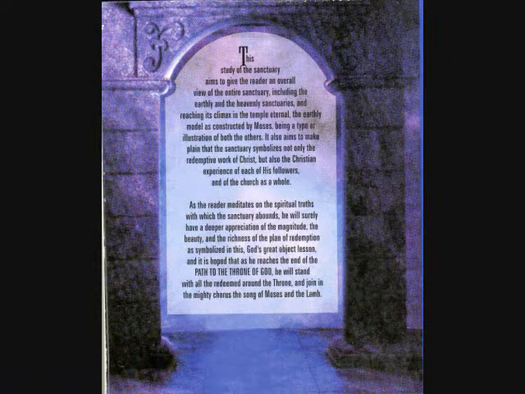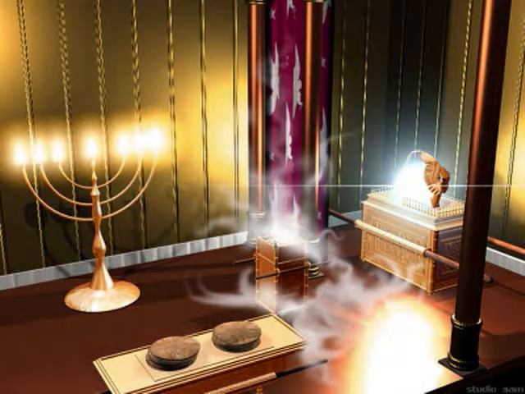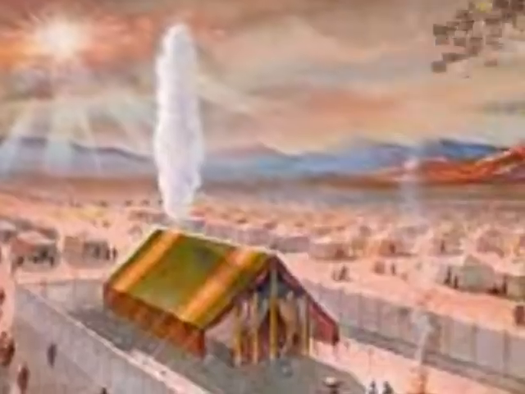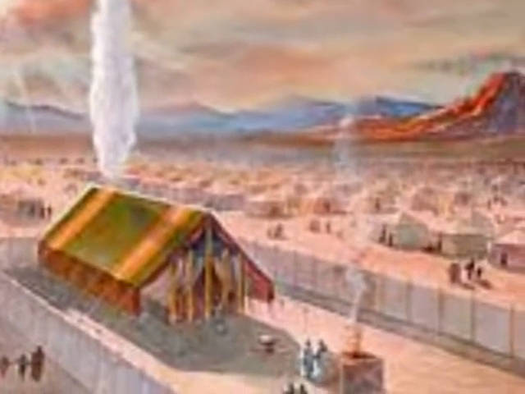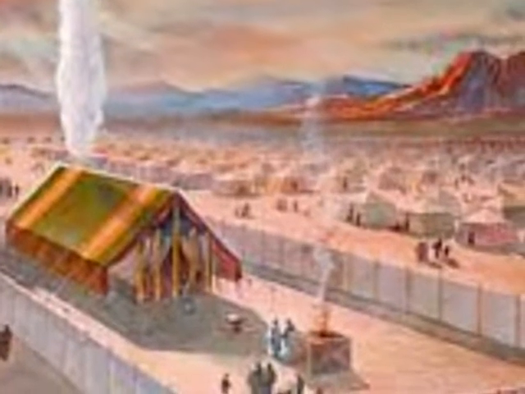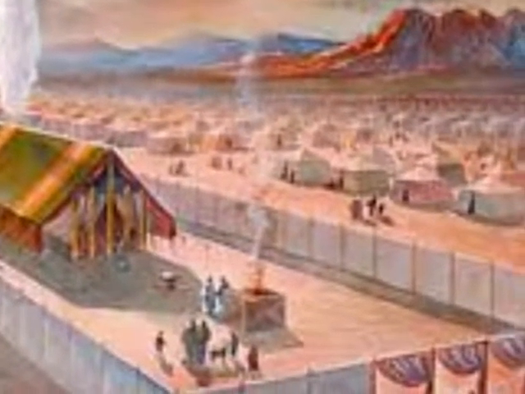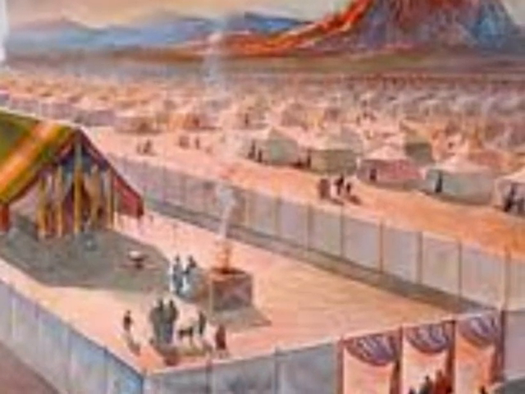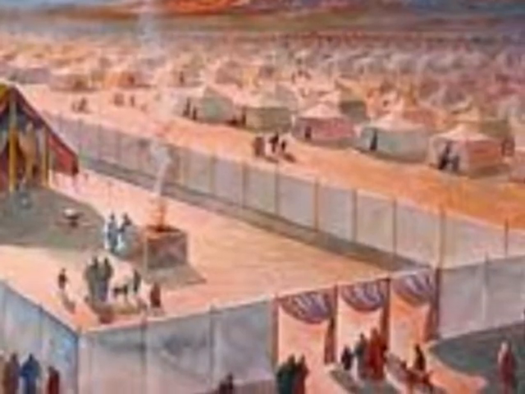Preface. The accompanying study of the sanctuary aims to give the reader an overall view of the entire sanctuary, including the earthly and the heavenly sanctuary, and reaching its climax in the temple eternal. The earthly model is constructed by Moses, being a type or illustration of both the others. It also aims to make plain that the sanctuary symbolizes not only the redemptive work of Christ, but also the Christian experience of each of his followers, and of the church as a whole.